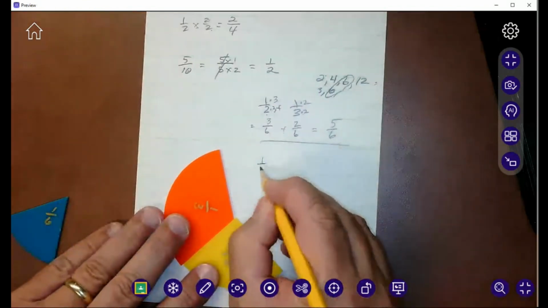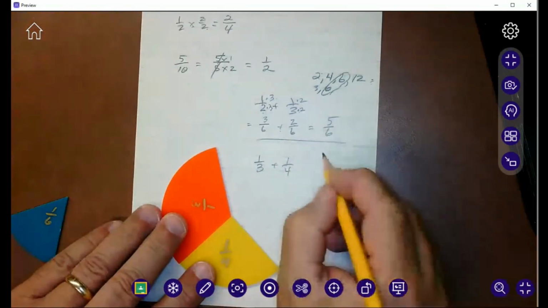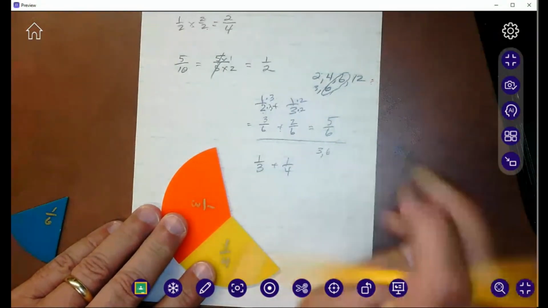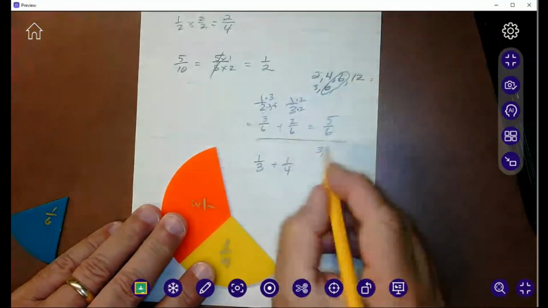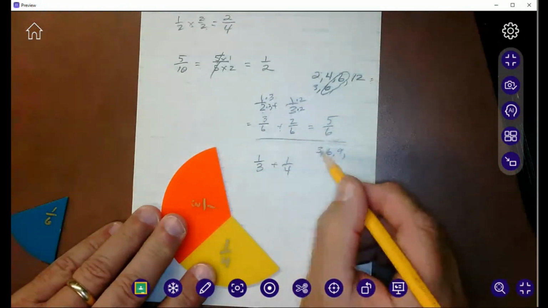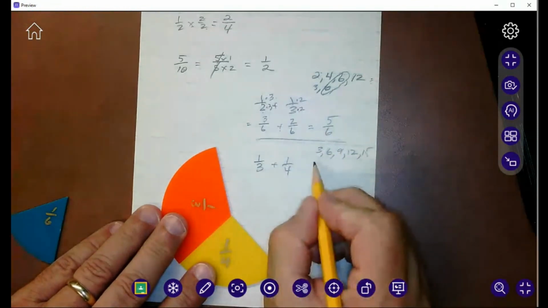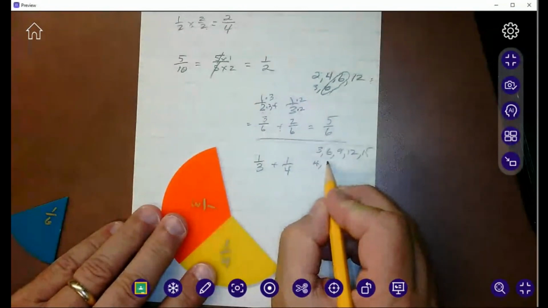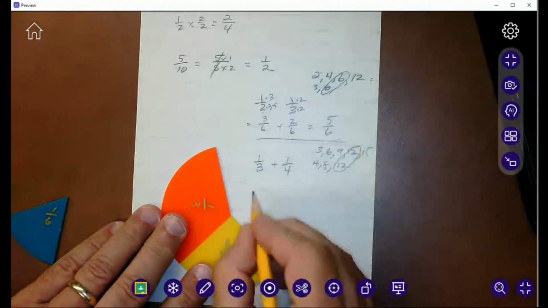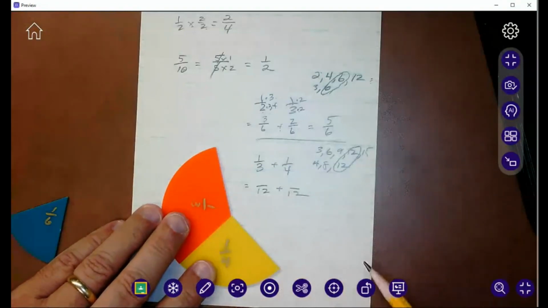So what we have to do, if we're going to take 1/3 and add 1/4, we need a common denominator. Well, the multiples of 3 are 3 times 1 is 3, 3 times 2 is 6, 3 times 3 is 9, 3 times 4 is 12, 3 times 5 is 15. 4 times 1 is 4, 4 times 2 is 8, 4 times 3 is 12. There we are. So we have to change each of these into 12ths. That's the least common denominator.